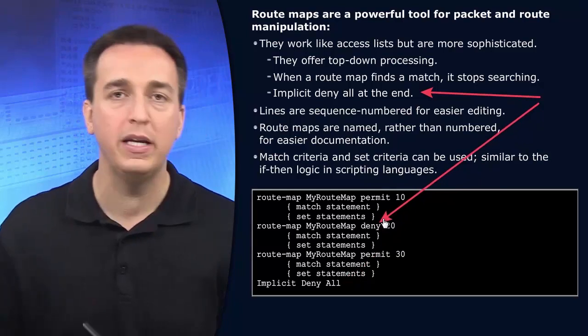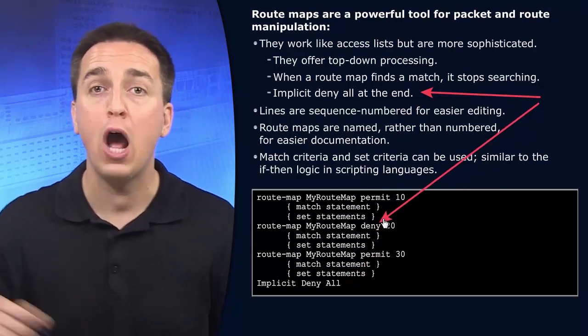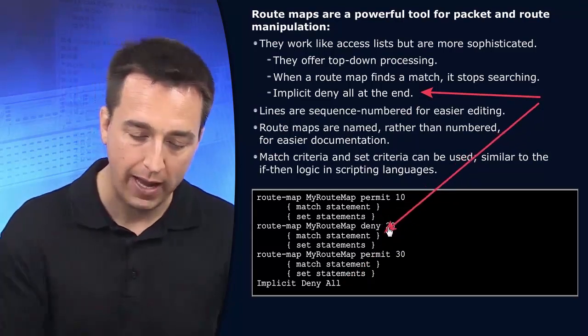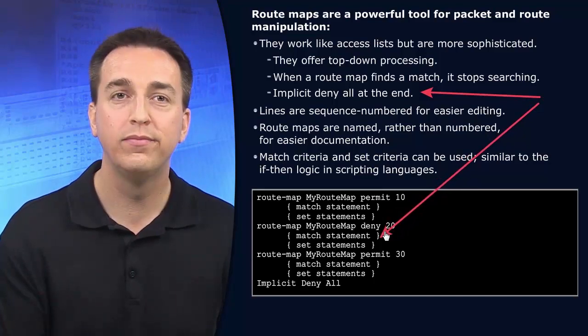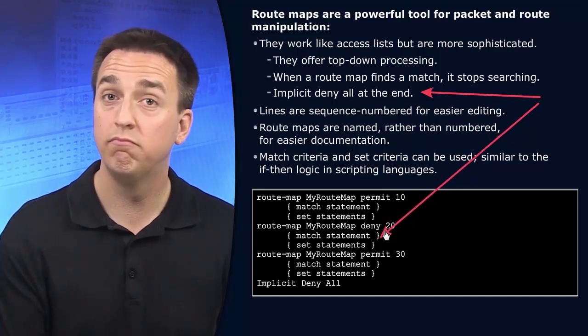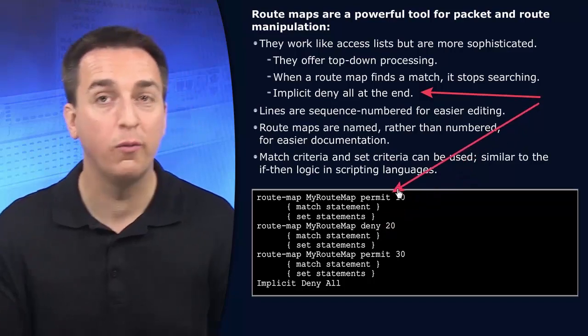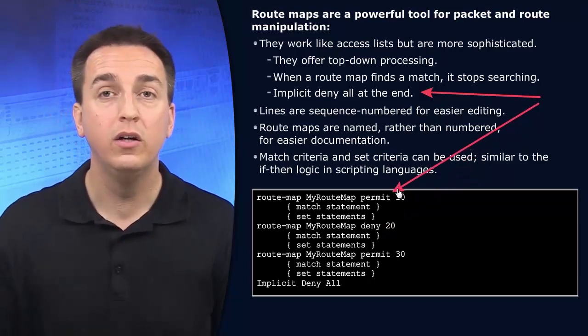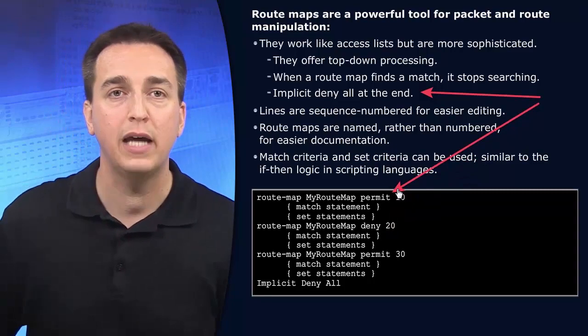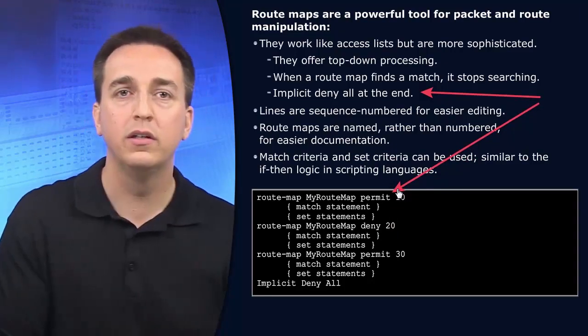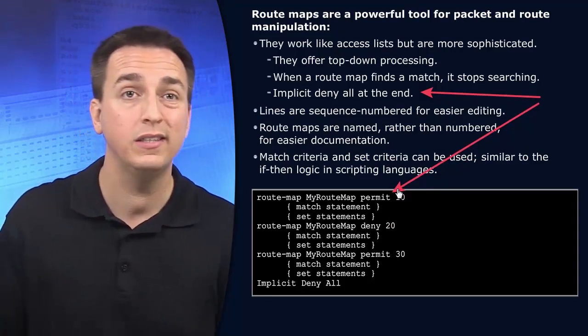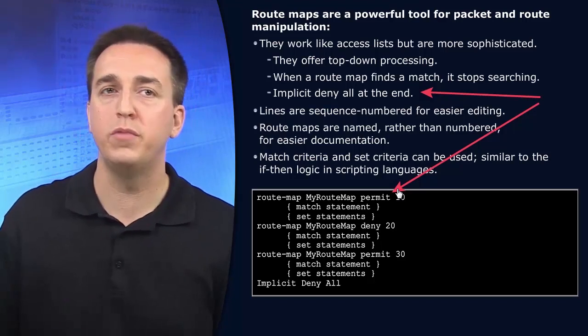Likewise with this statement here, deny means do not redistribute any route that matches this. Okay? Permit for a route map, or permit when used with redistribution says redistribute. So permit means redistribute, deny means do not redistribute.